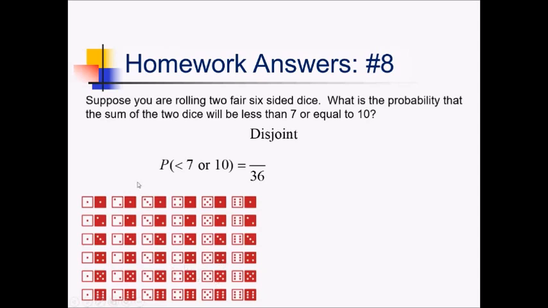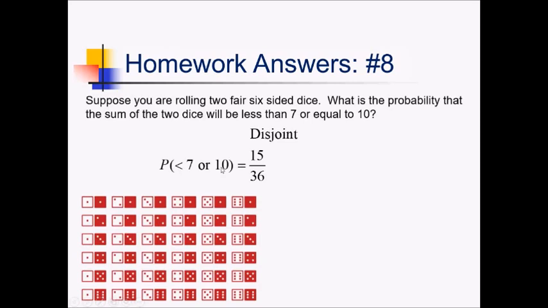So let's count these up. Let me just count horizontally. We've got 1, 2, 3, 4, 5. And then we've got 6, 7, 8, 9, 10, 11, 12, 13, 14, and this is the last one, 15. So there's 15 different combinations that are less than 7.